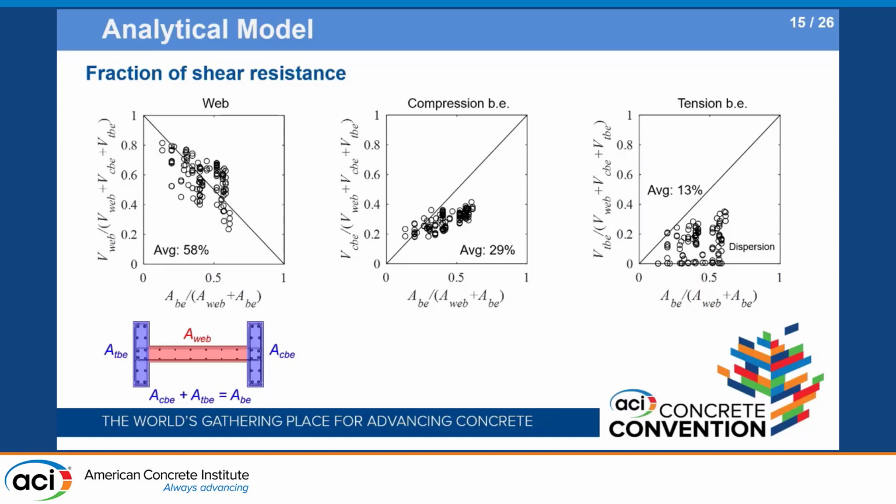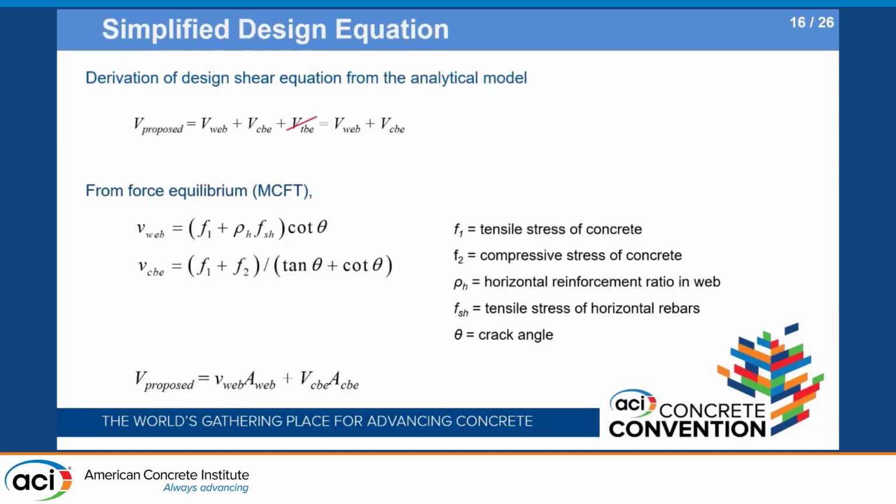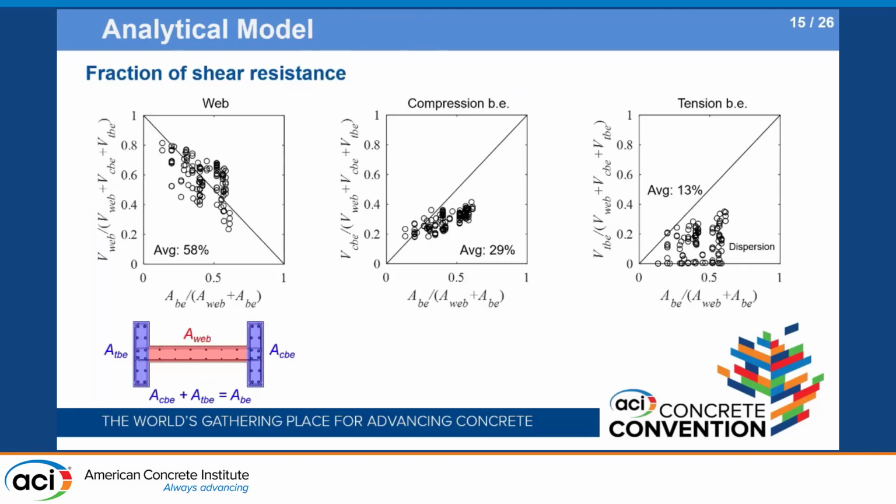But for tension boundary element, you can see a relatively large dispersion compared to the compression boundary element. So from the proposed model, we propose a simplified closed form equation which does not require iterations. From the previous slide, there's a large dispersion of tension boundary element and relatively low contribution.